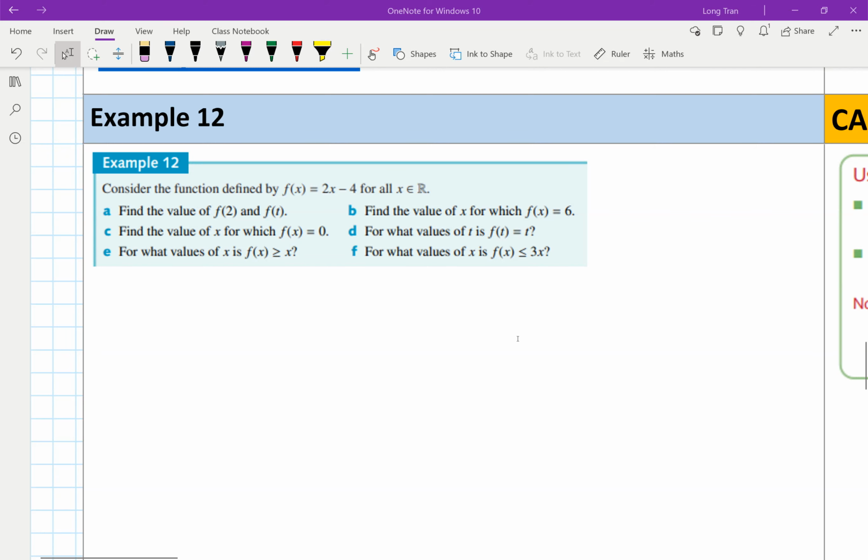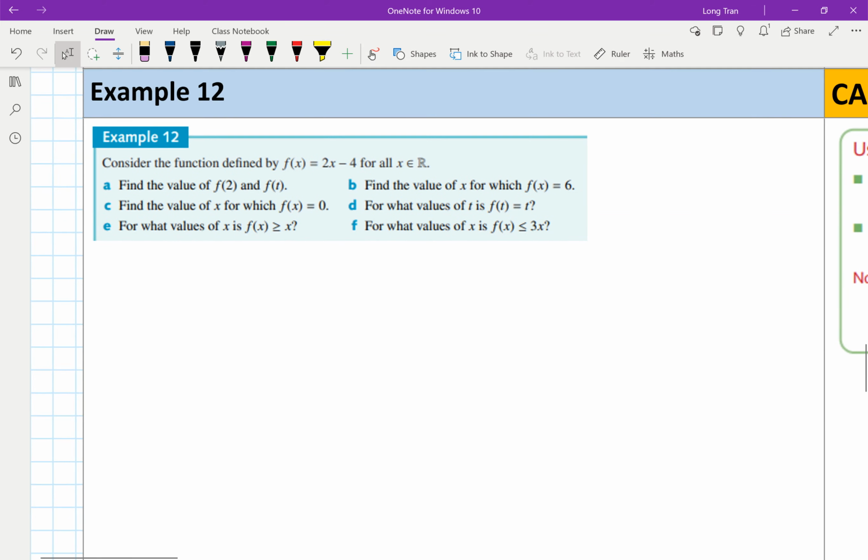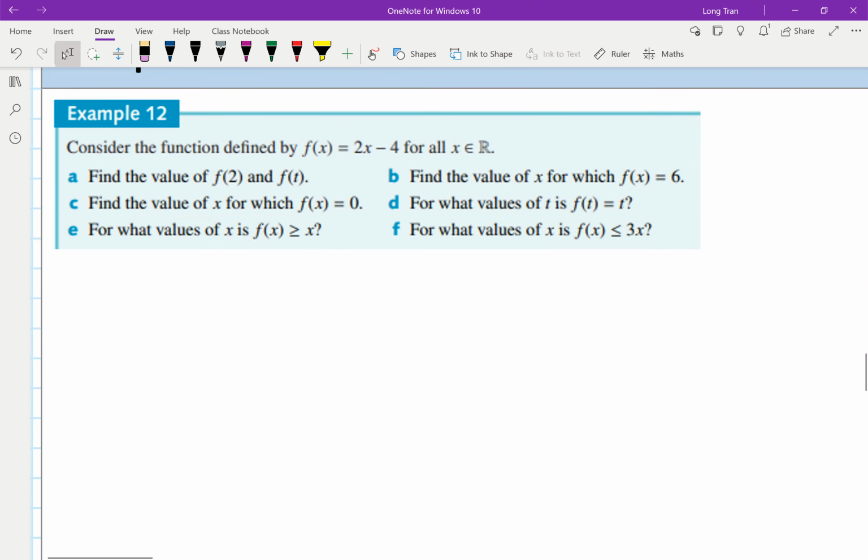Hey there, we're going to now do example 12. Let's have a look here. Consider the function defined by f of x equals 2x minus 4 for all x an element of R. So essentially they're saying sketch a linear function where x is an element of R, meaning any number that you can think of, that's what the x values can be.